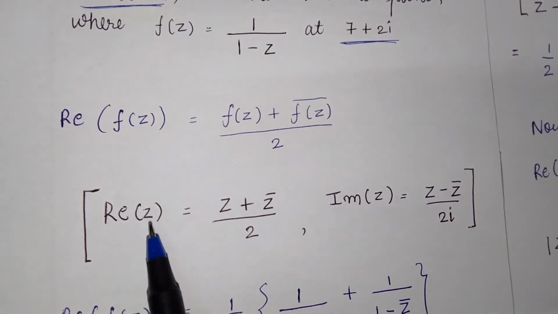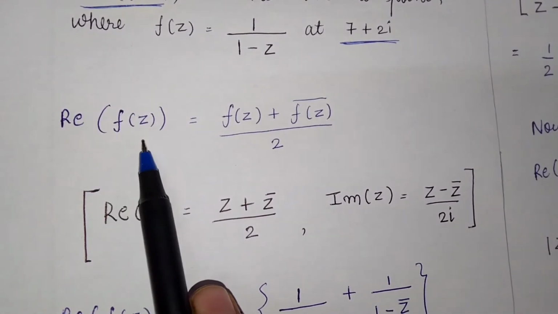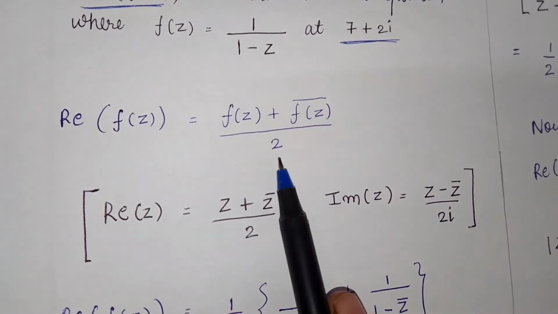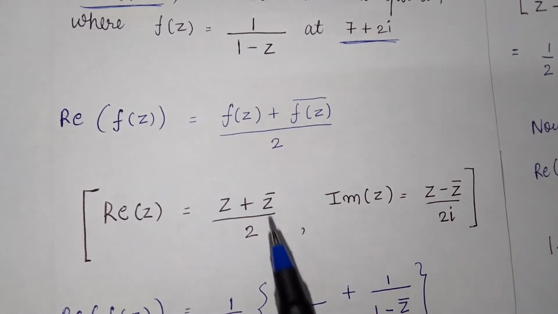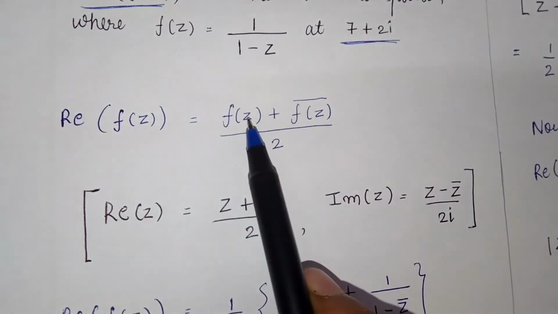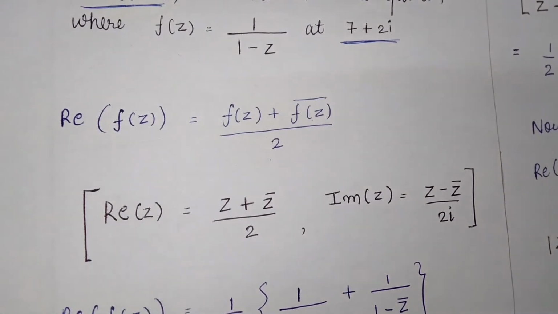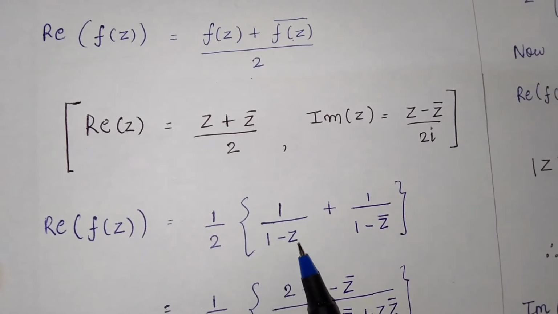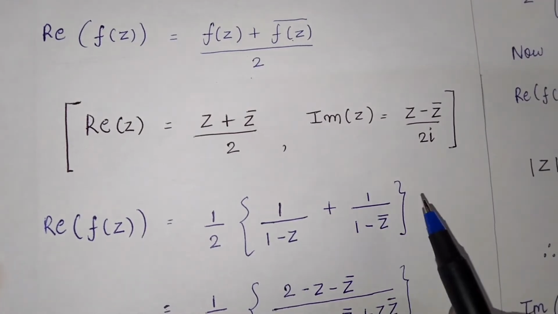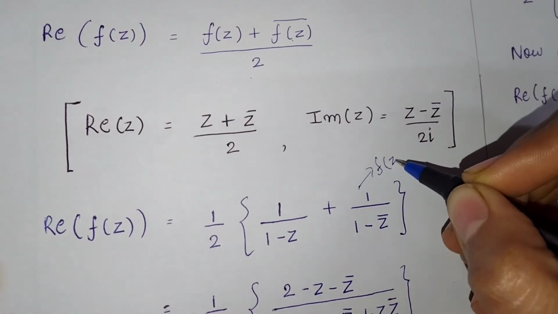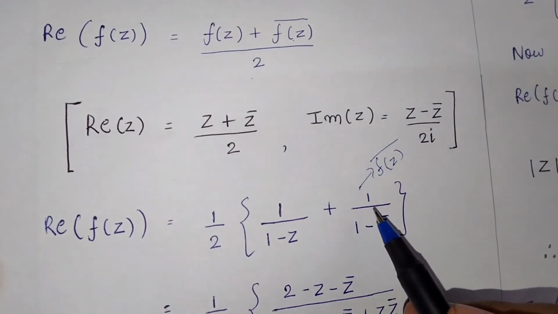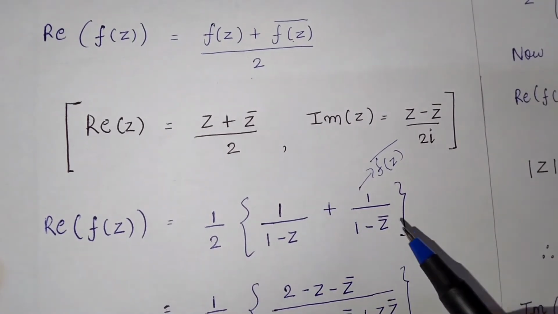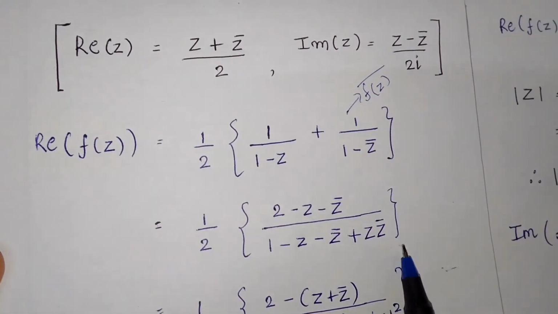So here in place of z, what is given? f of z. So our formula will be f of z plus f of z conjugate by 2. Now f of z is given, so we will put this value here, then we will get the real part. So 1 by 2, f of z is 1 by 1 minus z plus, here it is f conjugate. So what will be our conjugate? 1 by 1 minus z conjugate. And now if you cross multiply and take LCM, then you will get this term.